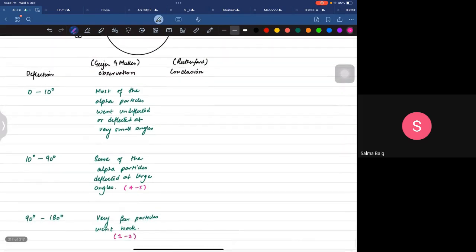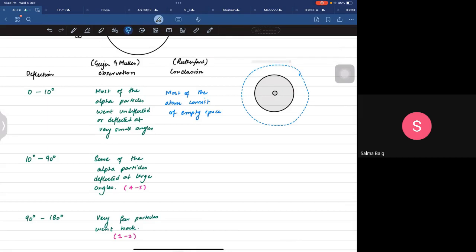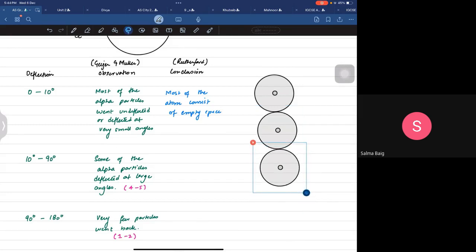Now, Rutherford explained this by a few things. He said that most of the atom consists of empty space. That is the reason they just go undeflected. Because today, if you look at the structure, basically it's like that. And let me copy this. So the particles which went undeflected were those which were nowhere near the nucleus. So they had to just go straight like that, or have very little deflections.